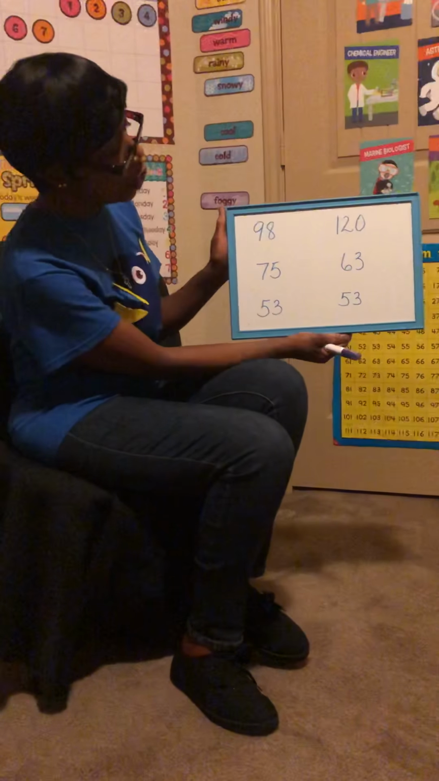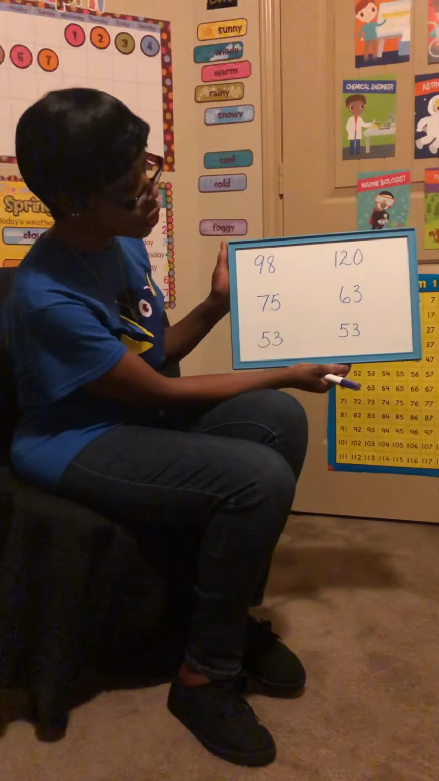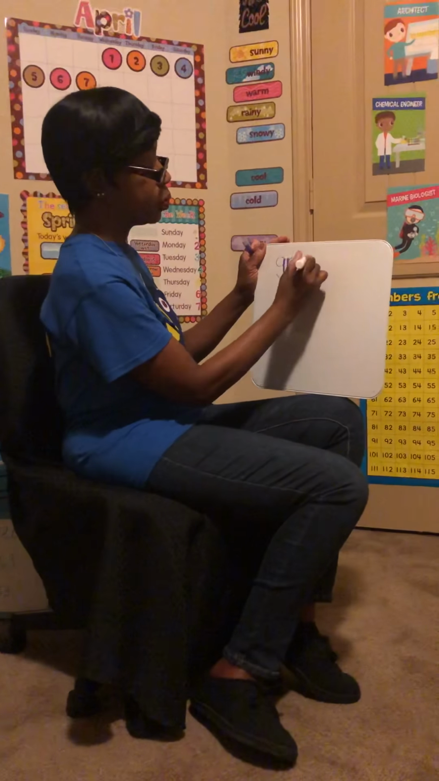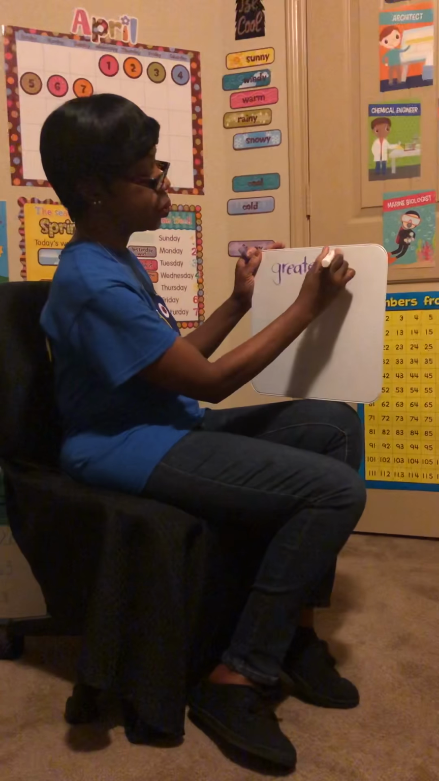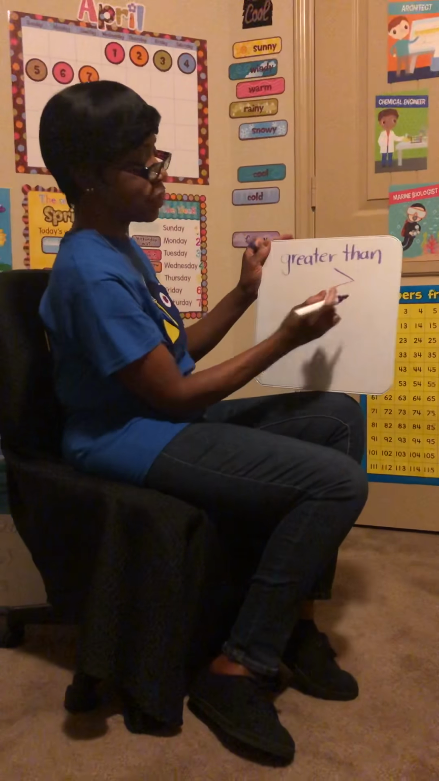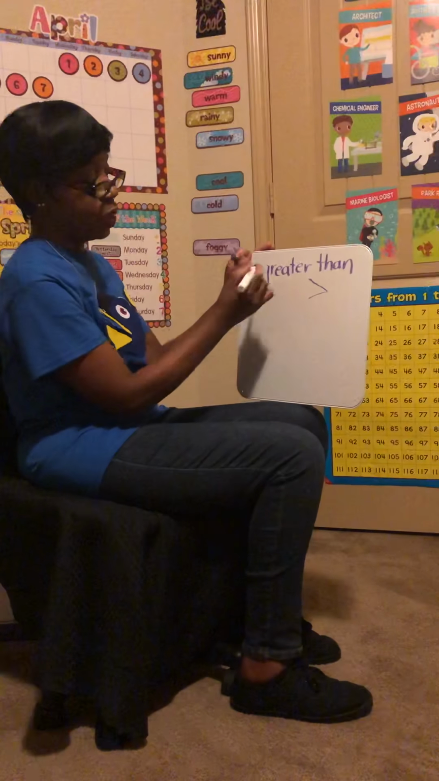Well, boys and girls, when we're talking about our lesson, let's talk about our symbols. First of all, we have to know what our symbols are like. So let Ms. Brown show you the symbols. And our symbols are greater than. Greater than looks like this. That's the symbol for greater than. Less than.